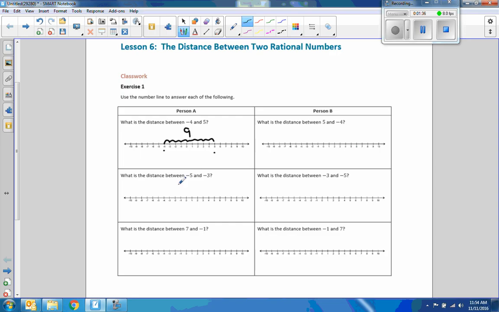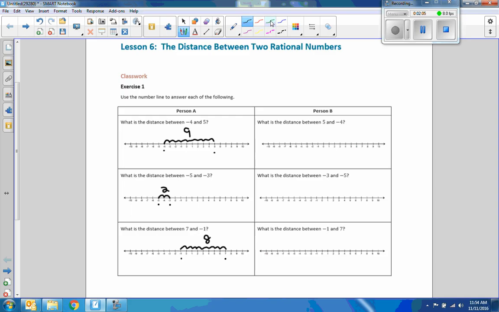What is the distance between -5 and -3? -5 is here, -3 is here, 1, 2. The distance between -5 and -3 is 2. What is the distance between 7 here and -1 here? 1, 2, 3, 4, 5, 6, 7, 8. Okay? So there's our comparison for person A.